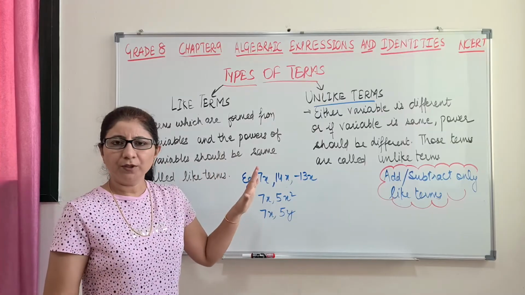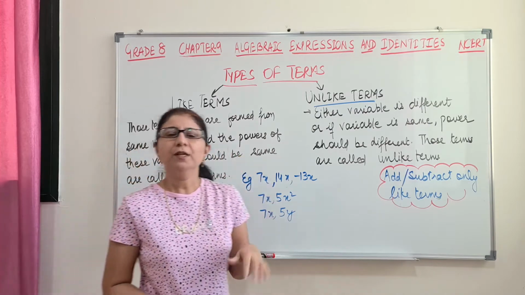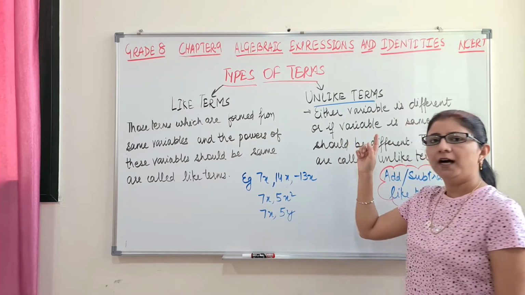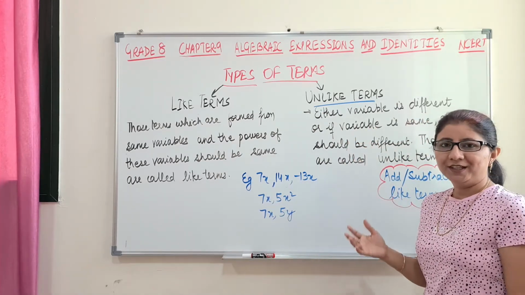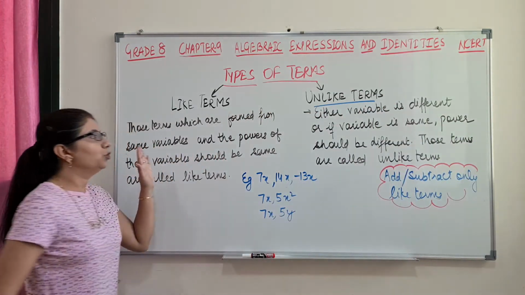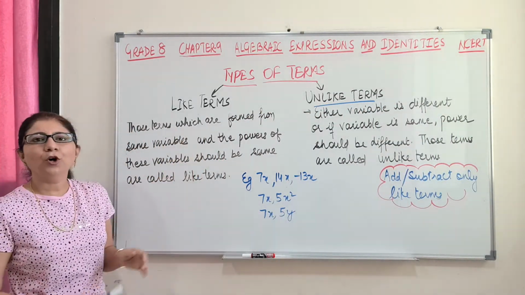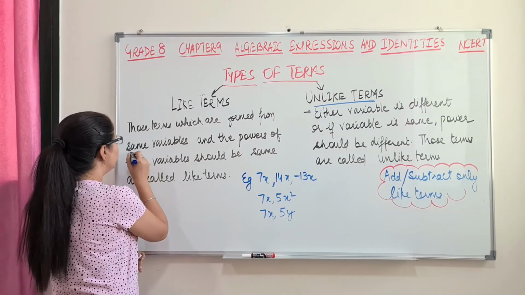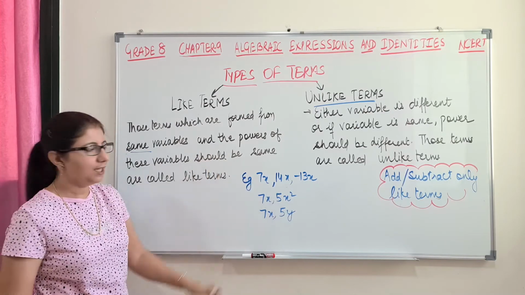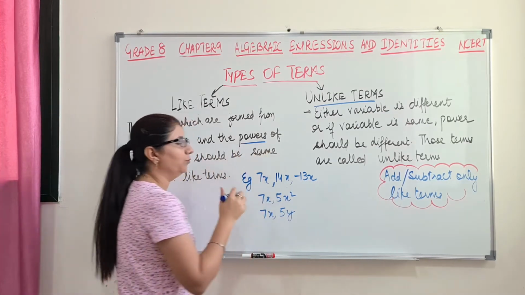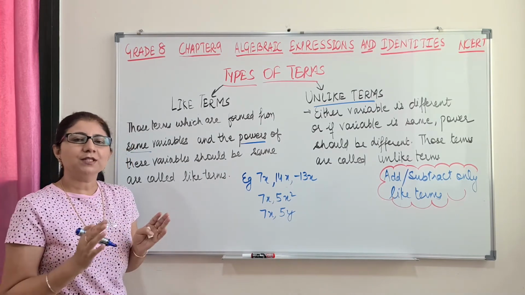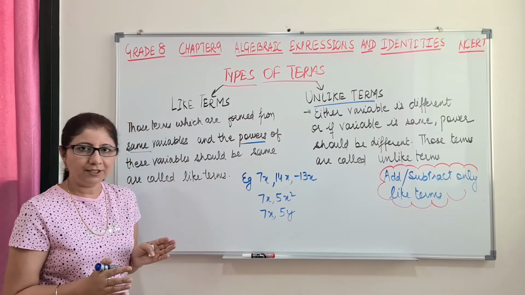This is our next topic of this chapter, that is types of term. What are the different types of term? We have like terms and unlike terms. So let's see what these like terms and unlike terms are. First is like terms: those terms which are formed from the same variables. That means variables should be the same and the powers of those variables should also be the same. So two things are the same: one is the variable and second is their powers. Then those terms will be referred to as like terms, right?